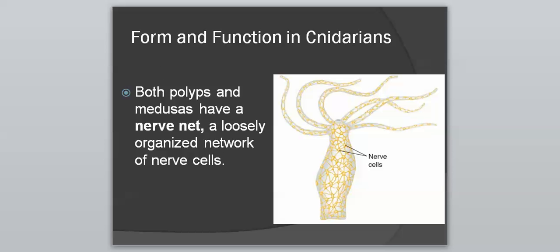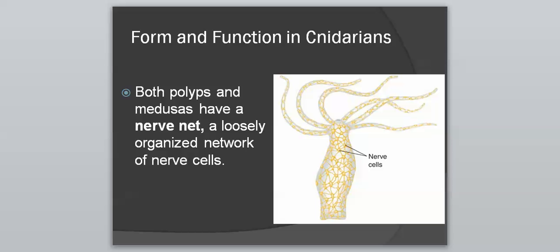Both polyps and medusas have what's called a nerve net, which is a loosely organized network of nerve cells. This is a very early brain, if you will. A brain is a very tightly condensed, organized network of nerve cells, whereas a nerve net is loosely organized. So it's not quite a brain, but we're getting more advanced, more evolved.